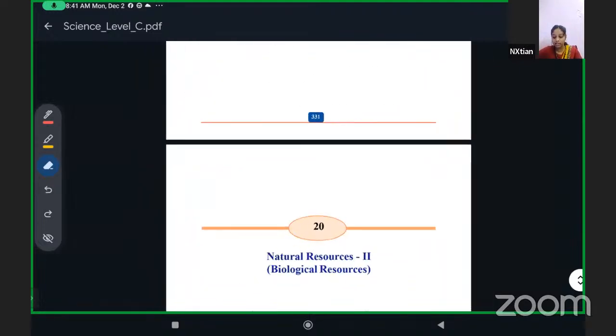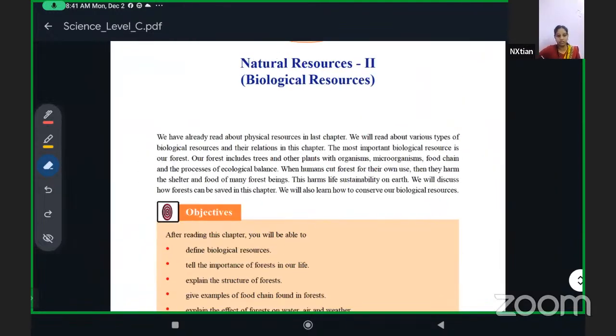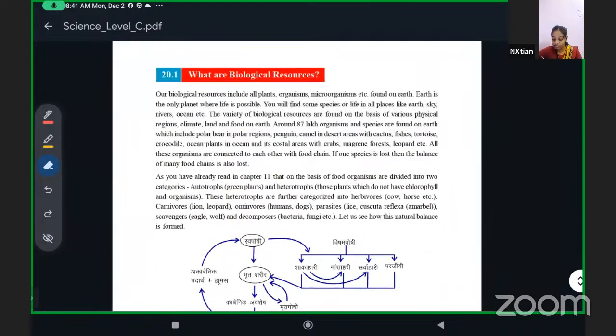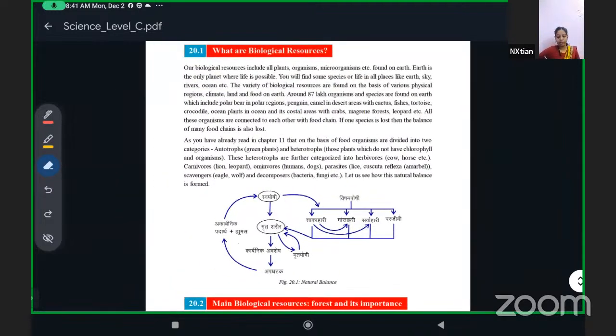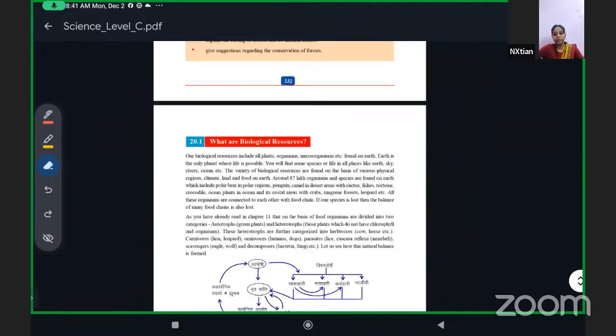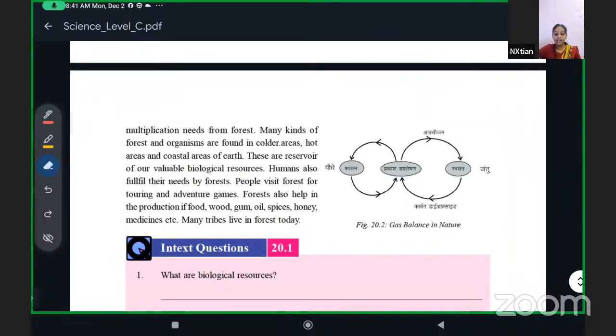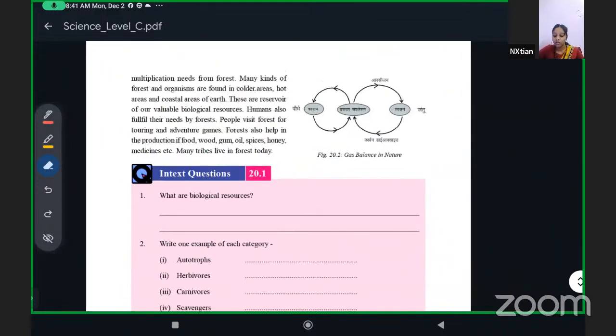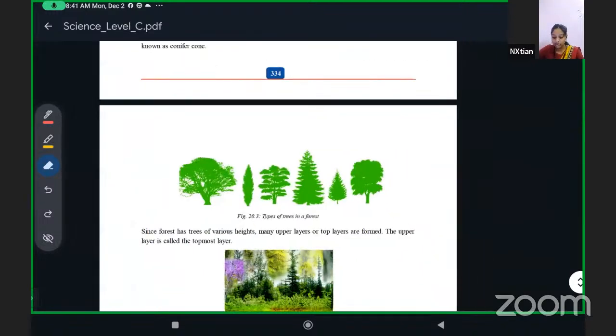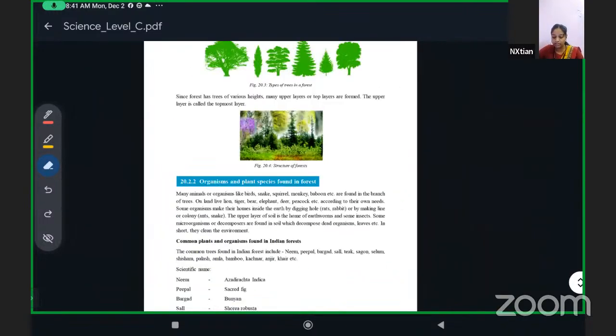And then one more chapter that is natural resources to biological resources. So when you're preparing for the biological resources, the main things that you have to prepare are the food chain. Please prepare the food chain. Please also prepare the food webs. Then gas balance in nature. I'll try if I can find the English diagrams of these. I'll be sharing them in the group with you. Then structure of forest. No diagrams for the structure of forest.